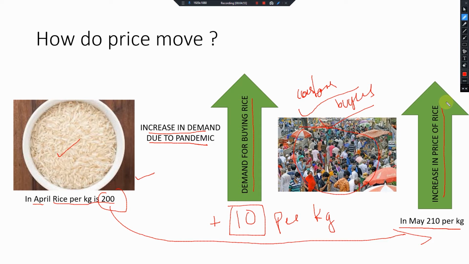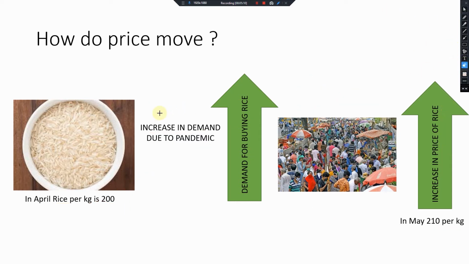As you have seen, maybe when there are too many people booking Uber cabs, because of huge demand, the price is hiked. And during normal days, the price is at the normal rate, right? Like that, due to an increase in buyers, the price of rice went from 200 to 210. There were so many buyers, so there was an increase in demand.